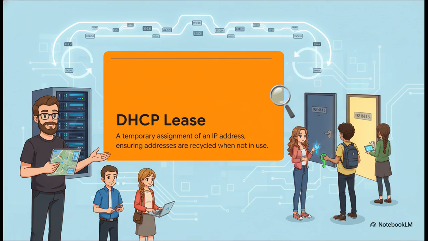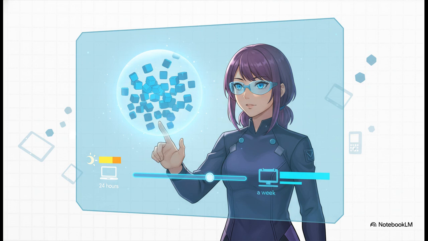You can think of it just like leasing an apartment. You get to use it for a set amount of time, but when the lease is up, the landlord, the DHCP server, can give that space to a new tenant. It's a super efficient system because it makes sure IP addresses aren't wasted on devices that have left the coffee shop or have been turned off. So how long do these leases last? Well, it depends on what the network admin decides. But for a typical home or office network, you're usually looking at something between 24 hours and a full week. It's a good balance of stability and efficiency.